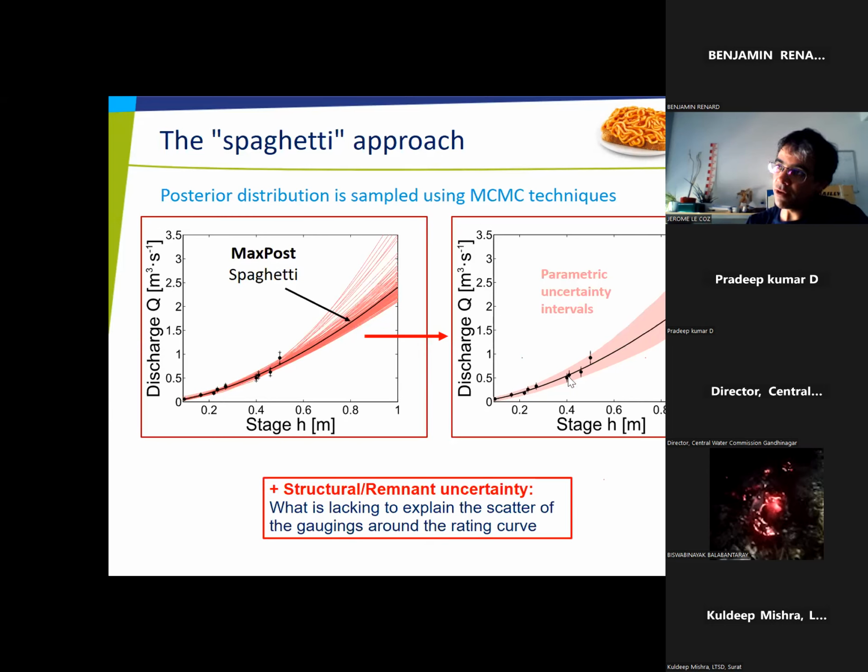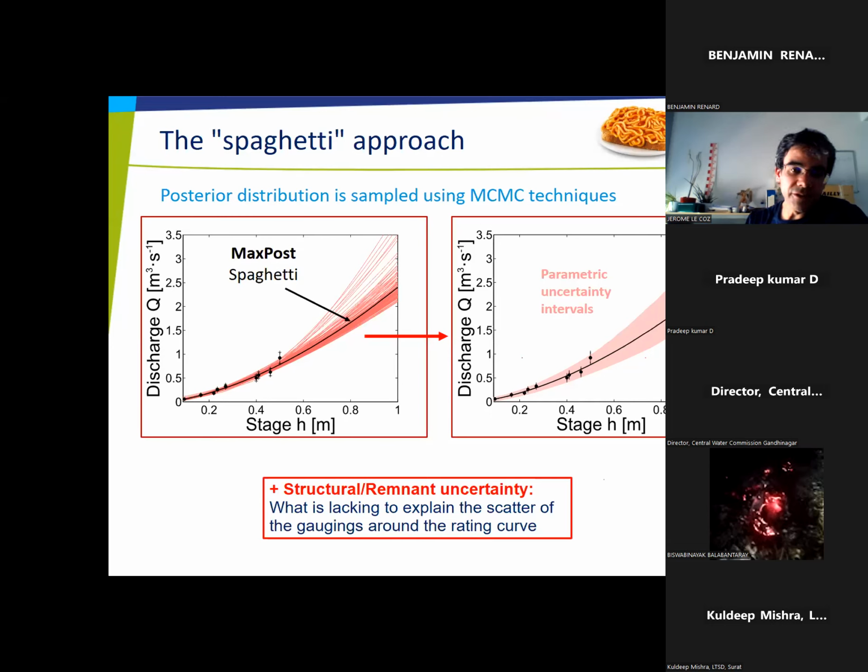We have some uncertainty around the gaugings that can explain a part of the departures between the points and the curve. We also have this parametric uncertainty around the rating curve that also explains a part of the differences between the gaugings and the curve. But in many cases, we have to consider some remnant uncertainty, because there are still some deviations that are not explained by the gauging uncertainty or the rating curve parametric uncertainty. So it's difficult to know precisely what is the error source behind this remnant uncertainty.